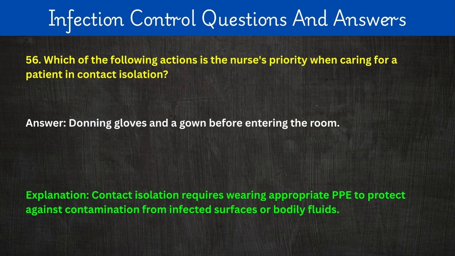56. Which of the following actions is the nurse's priority when caring for a patient in contact isolation? Answer: donning gloves and a gown before entering the room. Explanation: contact isolation requires wearing appropriate PPE to protect against contamination from infected surfaces or bodily fluids.